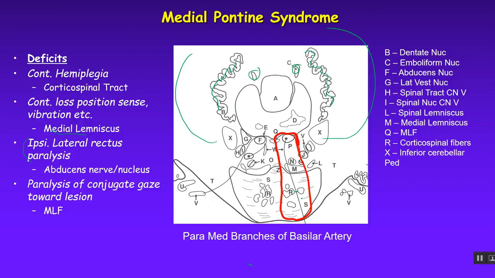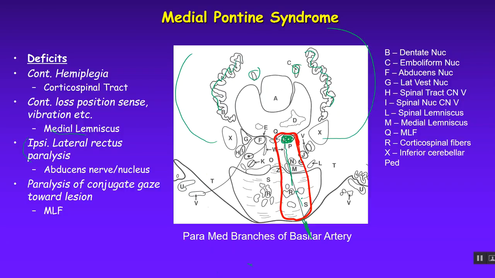You will have ipsilateral lateral rectus muscle paralysis. This nucleus right here, which is situated very medial, is a motor nucleus. That's the abducens nucleus. The abducens nerve comes out here at that pontomedullary junction, and that goes to the lateral rectus, so you're not going to be able to deviate your eye outward. You're not going to be able to make your eye turn outward. It's not going to abduct.